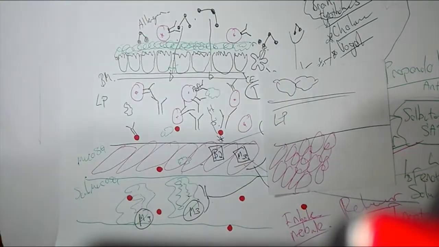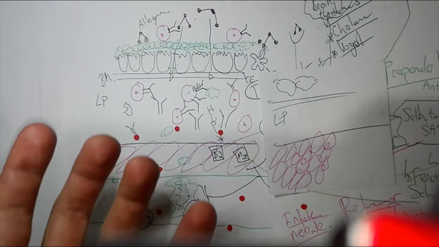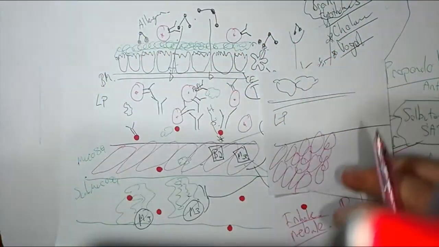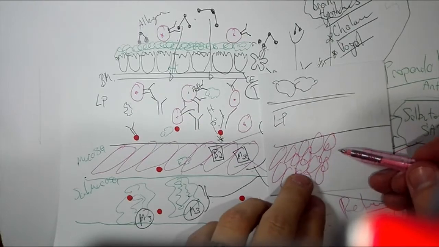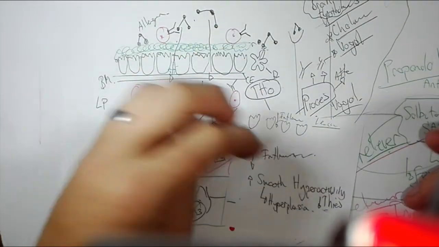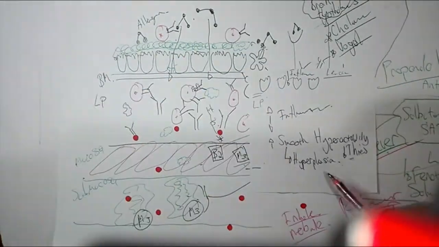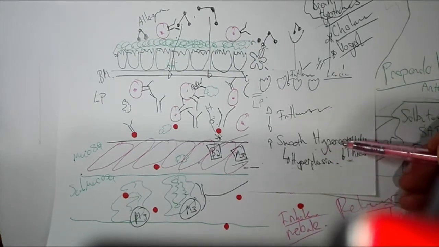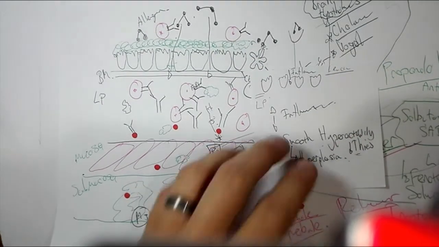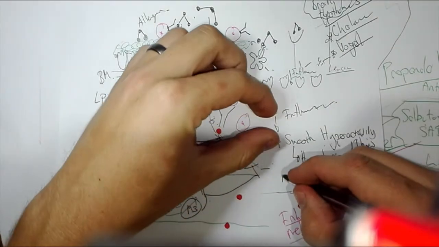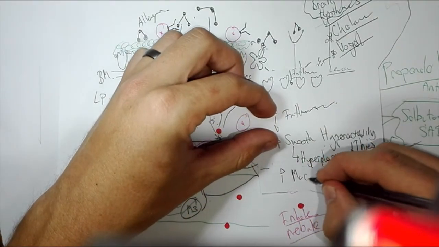So what do you think is the problem with a big strong muscle? A stronger bronchoconstriction. So the longer leukotrienes are in this area, the more hyperplasia will happen. That's another effect of leukotrienes I want you to remember, hyperplasia. So inflammation, smooth muscle hyperactivity, hyperplasia, and now there's one more. They increase the mucus secretions.